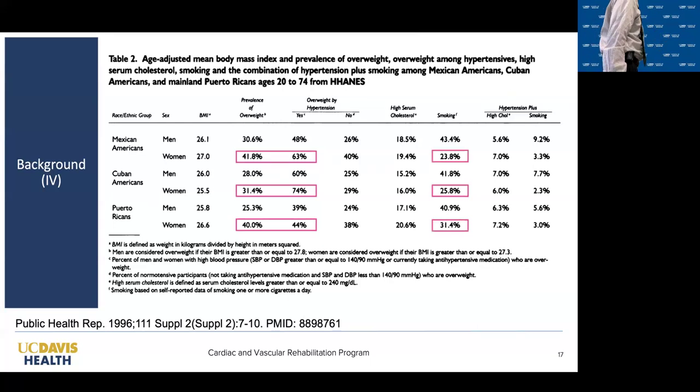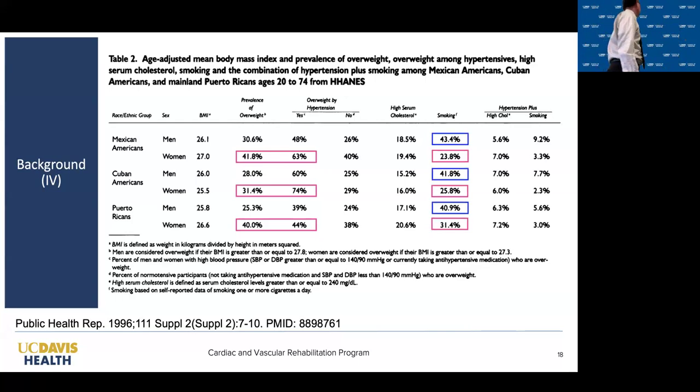So if you look now at smoking for these groups, you've got obesity, hypertension, and smoking. So not a big, huge difference between these three groups here. So the women across are fairly similar to each other.